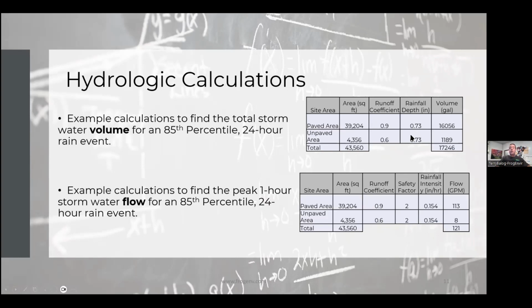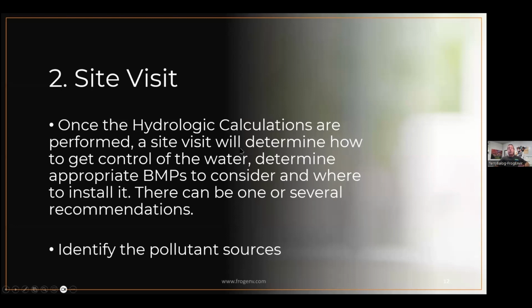And it's interesting to note that these rainfall depths can vary differently in areas. If you use 2 different weather stations that are 5 miles apart, they can have incredibly different volumes. So that's something to consider in the calculations as well. So now we've done our hydrologic calculations.